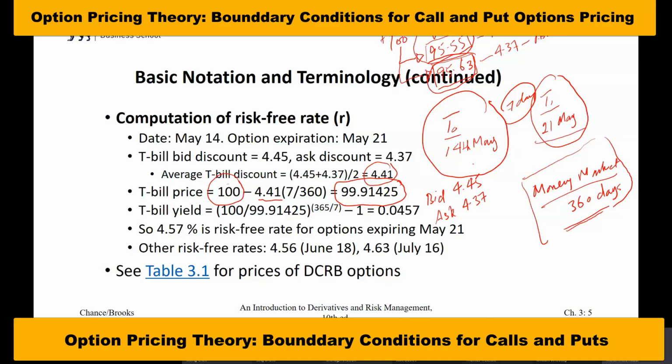So how much is your return? That is called the treasury bill yield. Remember, this is the treasury bill discount, which is based on 360 days year convention. However, whenever in finance you calculate yield, you will be mostly using 365 days year. There is one or few exceptions, but we will not talk about it. But whenever in finance you are asked to calculate a yield, it will be based on 365 days year.